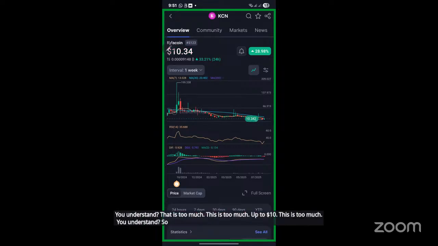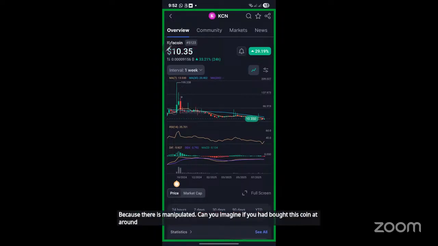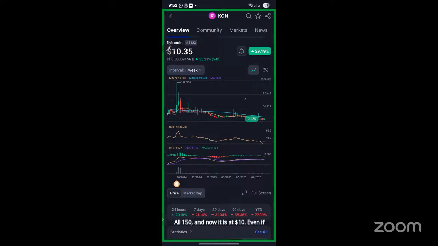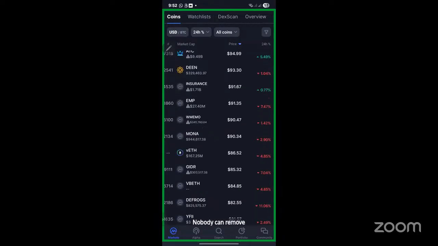So if this is too much, it means don't trade such coins. Why? Because they're easily manipulated. Can you imagine if you had bought this coin at around 180 or 150 and now it is at $10? Even if you bought it at $30 and now it is at $10, it will take a lot of time to recover. Even if you are in a spot market. So make sure that you trade coins with a bigger market cap. Nobody can move such coins with bigger market caps.